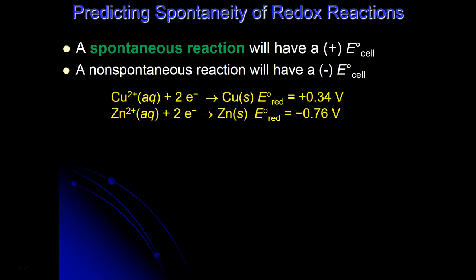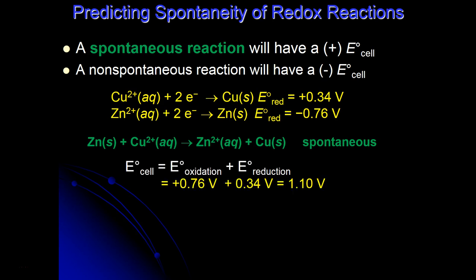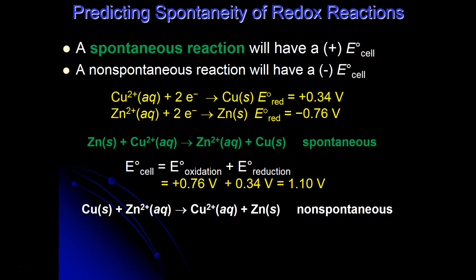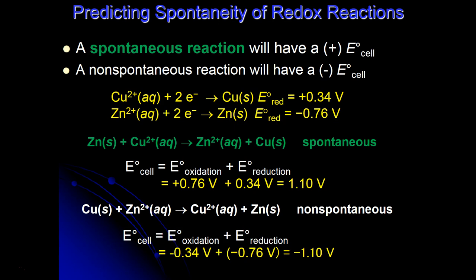So we take a look at these numbers again. It's only when we run it in this particular way, where copper 2 plus is reduced and zinc solid is oxidized, that we get a positive E cell, which is spontaneous. And we get out 1.1 volts. If we try to run it in reverse, we are going to get out negative. That means we're not going to get out anything. We're going to have to put in that much voltage to make this thing work.